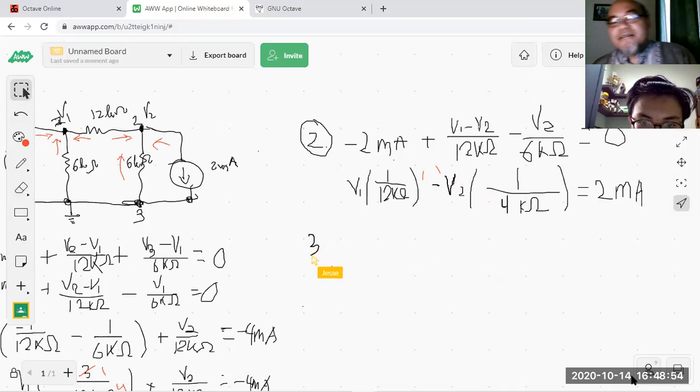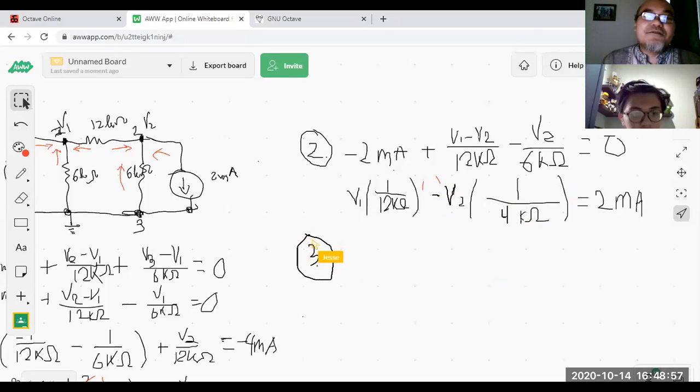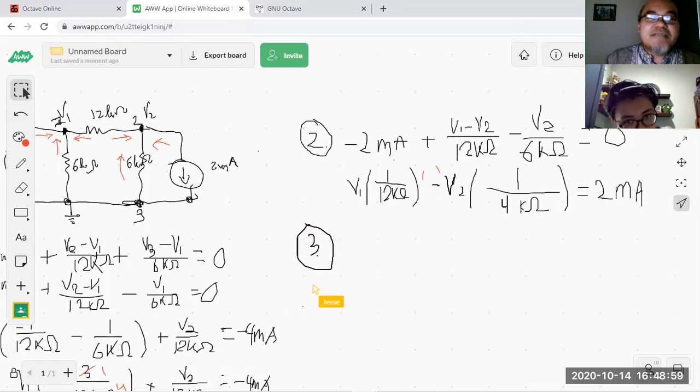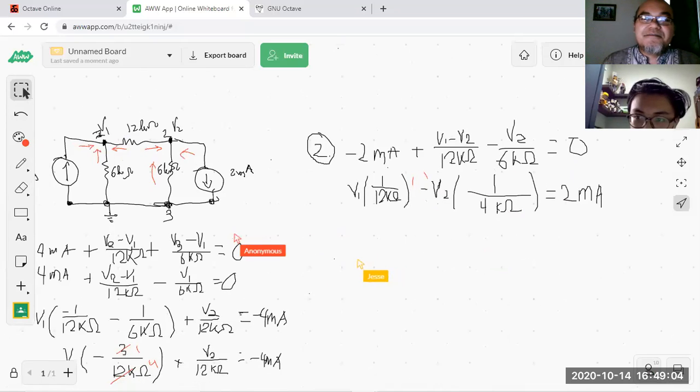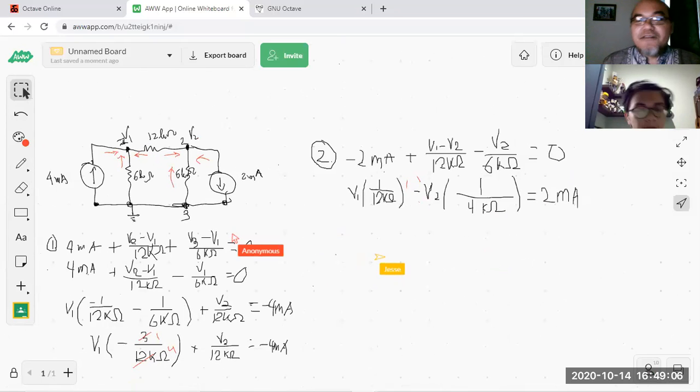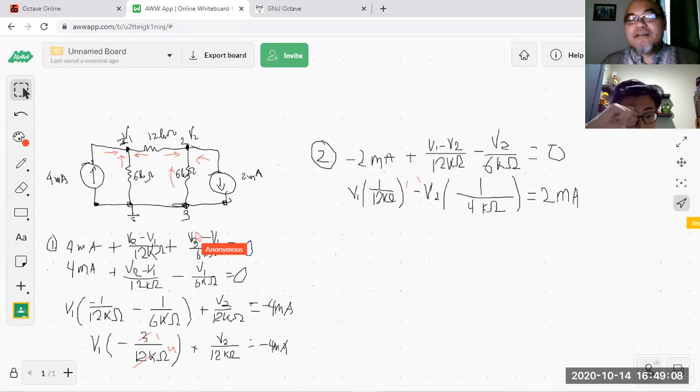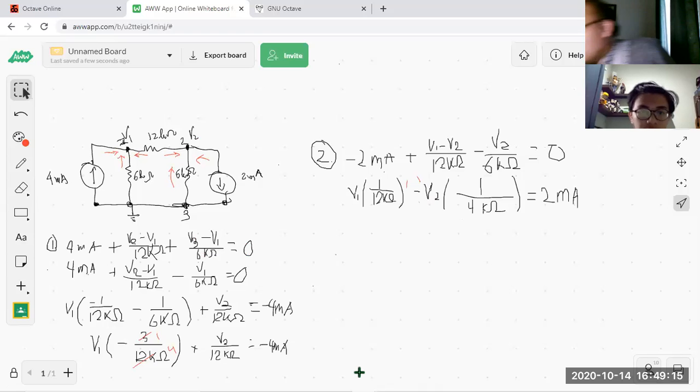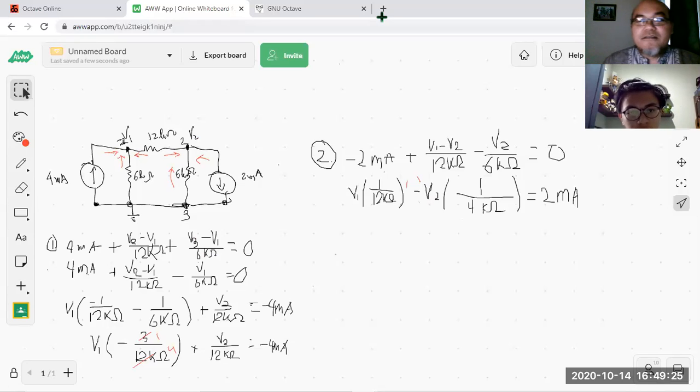Okay, so node 3 you don't have to solve. It is 0, because it is considered as the reference voltage for V1 and V2, right? So you don't need to do KCL there. Do we still have time? Apparently we only have 1 minute left, so later maybe I will put it as a homework or assignment for you to do.